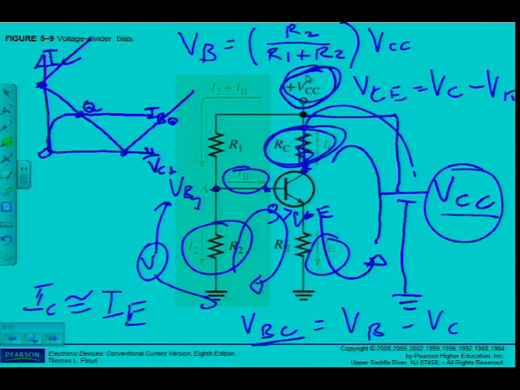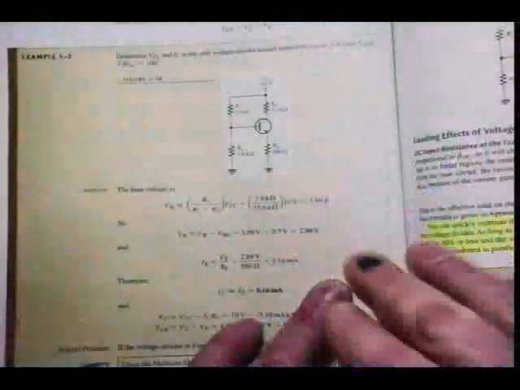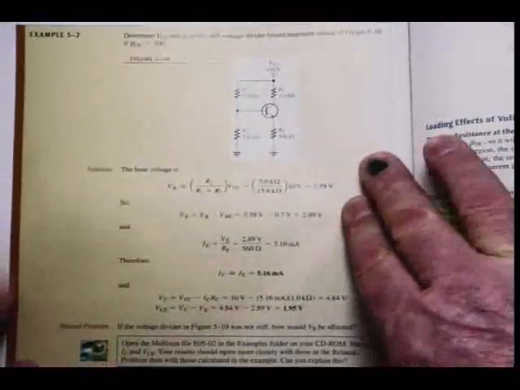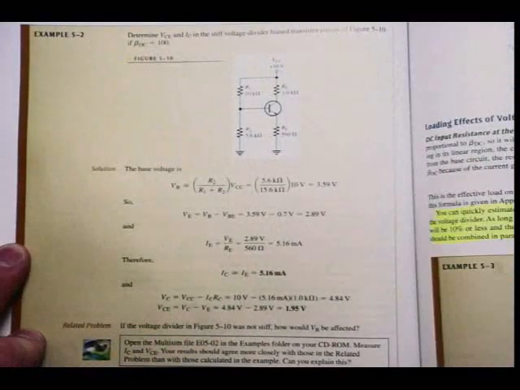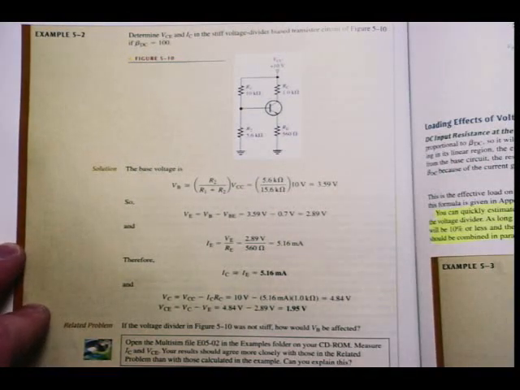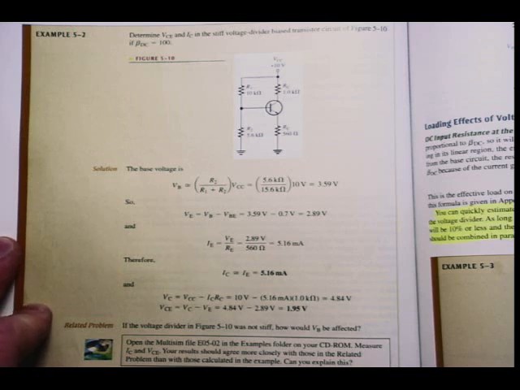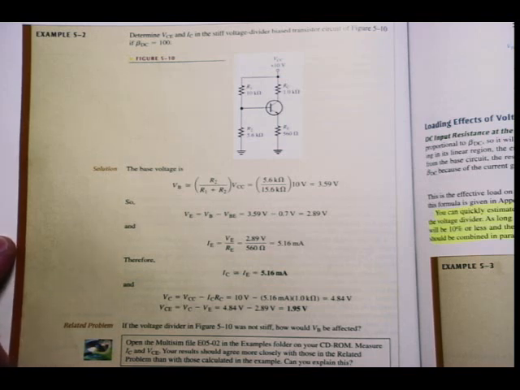But let's have a look at example 5.2 there in the textbook to see how, should we say, a stiff voltage divider biasing is calculated. The question asks there, determine VCE and IC in the stiff voltage divider bias transistor circuit in figure 5.10 if beta DC is equal to 100. So here I can see is my voltage divider. I know I have to apply the voltage divider formula as we've just seen. So it's going to be VB.